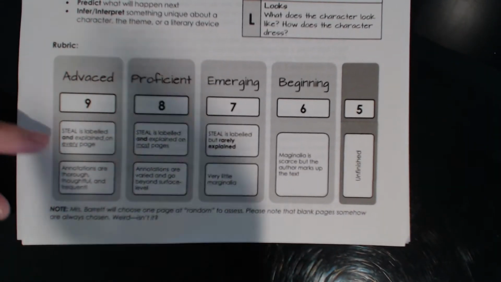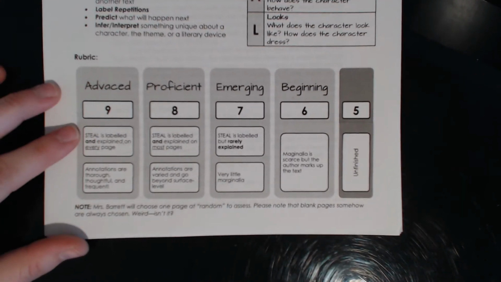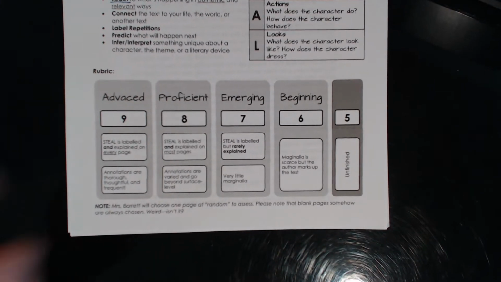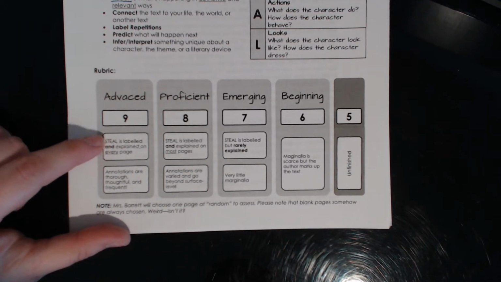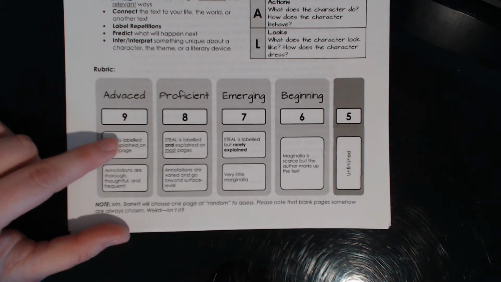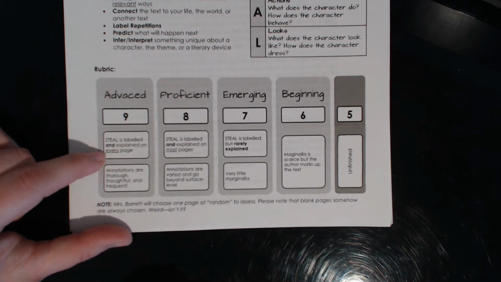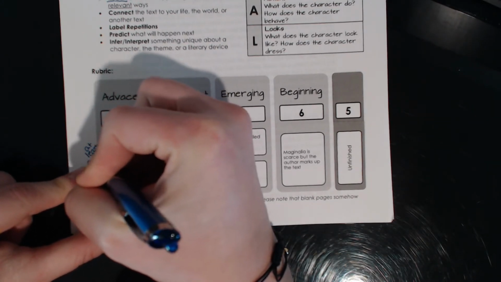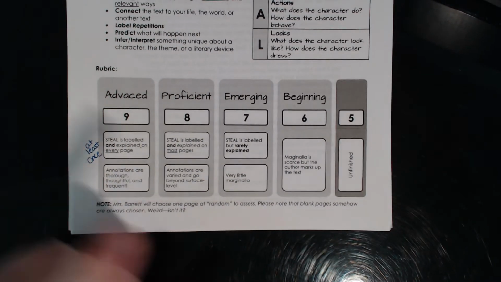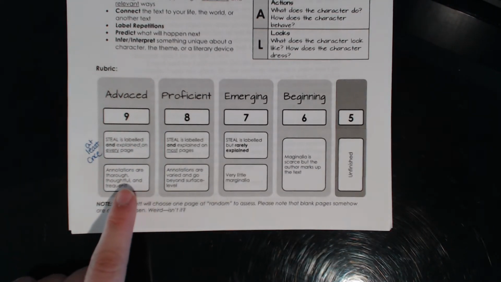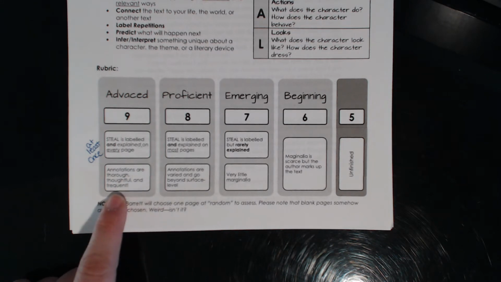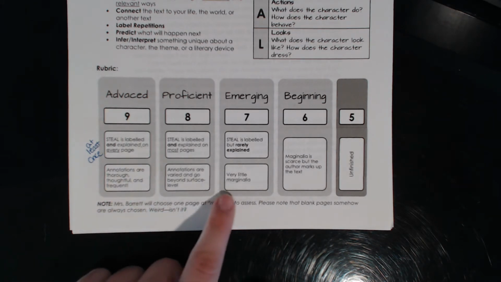Here's how it'll be graded. It looks like we need to label and explain STEAL on every page. And I would assume that means at least once. And since I wrote the rubric, that is correct. And I need annotations that are thorough, thoughtful, and frequent. So I should not be skipping paragraphs without showing what my thoughts are about the paragraph. Go ahead and read the rest of the rubric now.